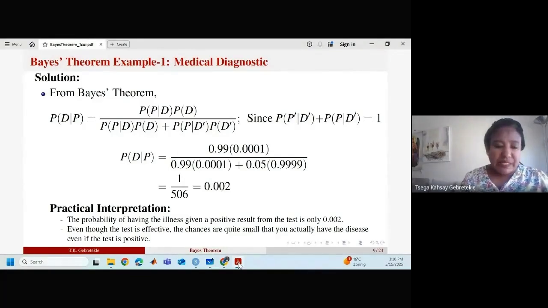So what does it mean? It means that even though the test is effective, the chances are quite small that you actually have the disease, because the probability of D given P is very small, which is 0.002.